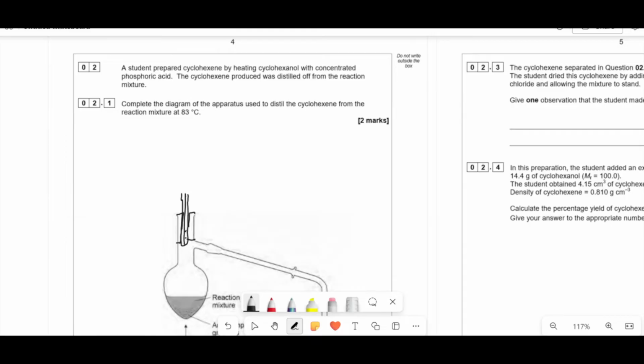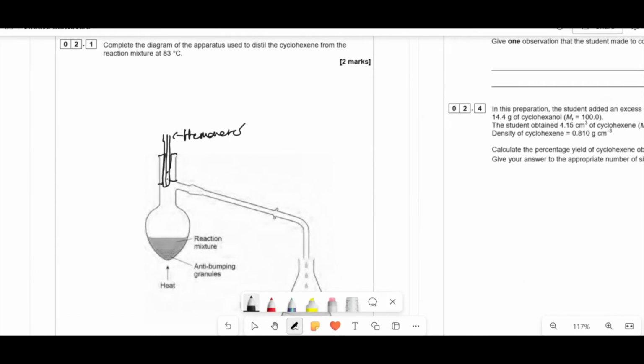And I'm going to draw this like that. There's your thermometer as well. And then it needs to be no gaps. As well as that, we need the condenser itself, the jacket. So we're going to draw the condenser like this.